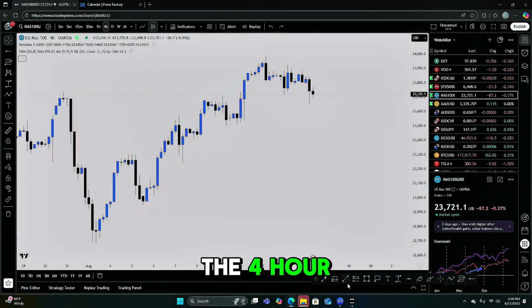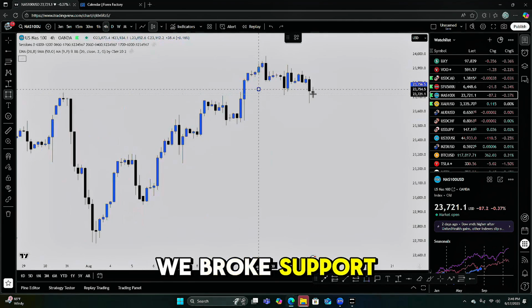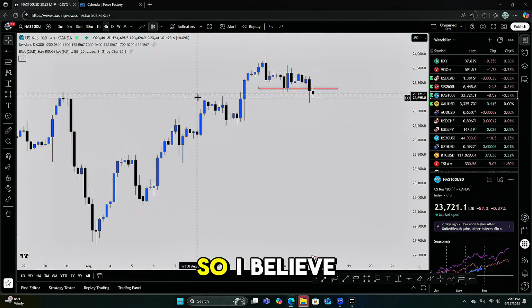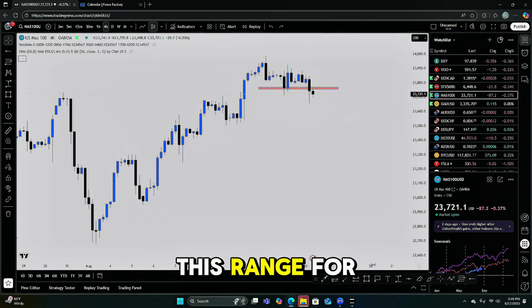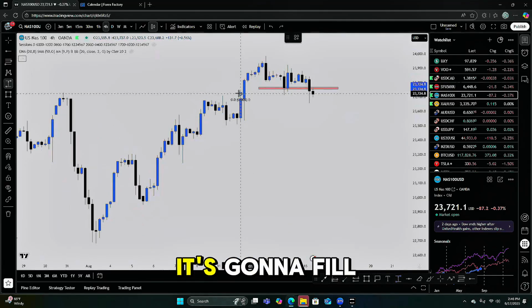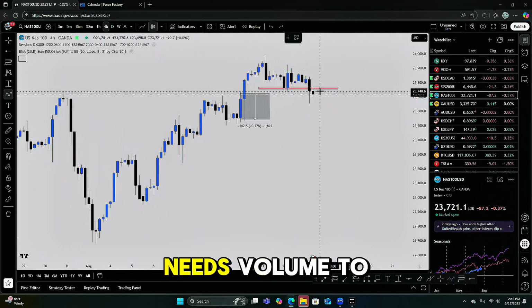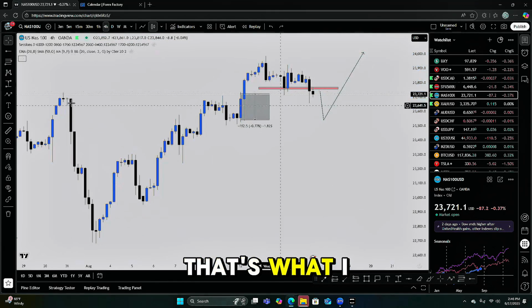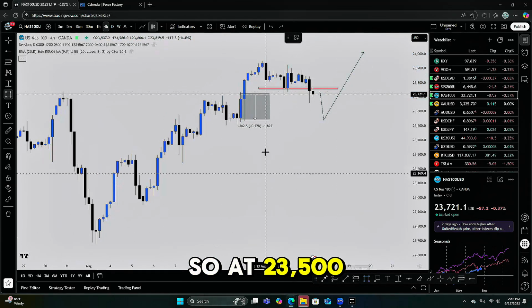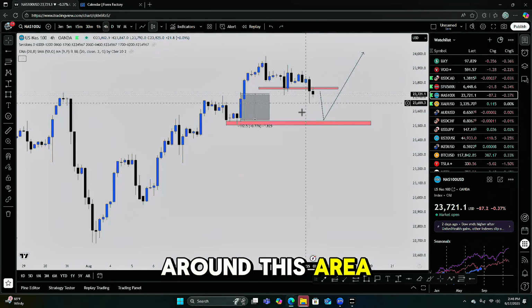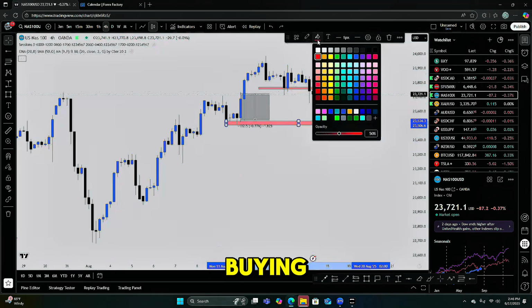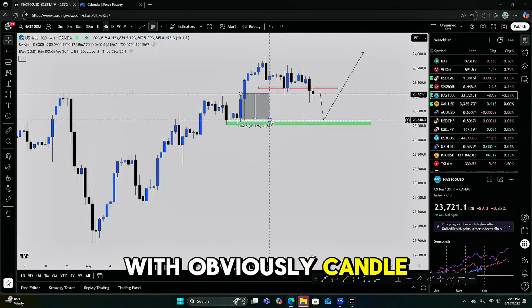I see on the 4 hour, we broke support. So I believe it's going to fill this range for volume. It's going to fill this range, come down for liquidity, and then go up, right? Because it needs volume to break new highs. That's what I want to see. So at 23,500, around this area, I'm interested in buying, obviously with candle confirmations.